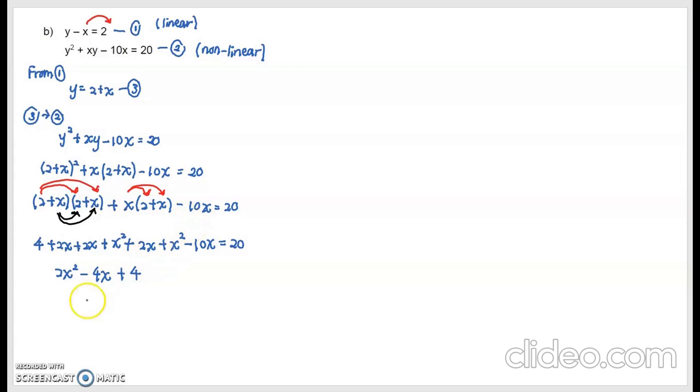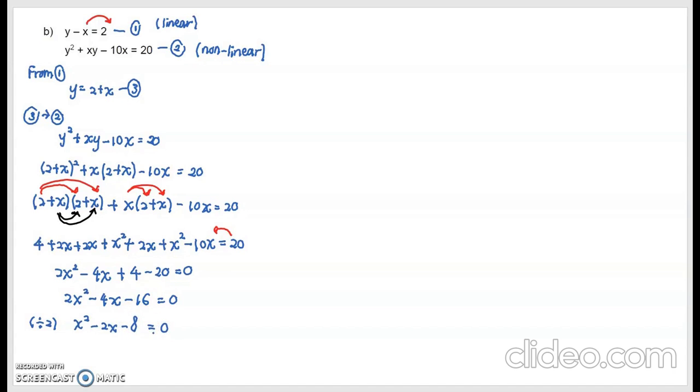So remember, for quadratic equation, right hand side must be 0. So that's why I move 20 to the left hand side. Here will become minus 20 is equals to 0. So we have 2x squared minus 4x, 4 minus 20 is negative 16, is equals to 0. So since here is the 2, 4 and 16 is the multiple of 2, I can simplify by divide by 2. So here we have x squared minus 2x minus 8 is equals to 0.